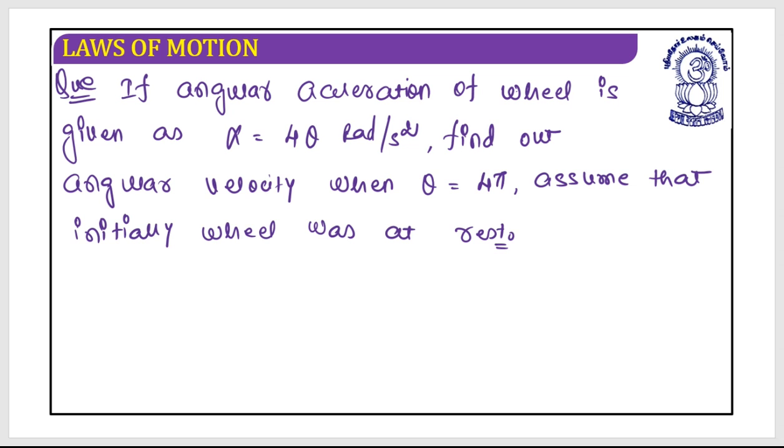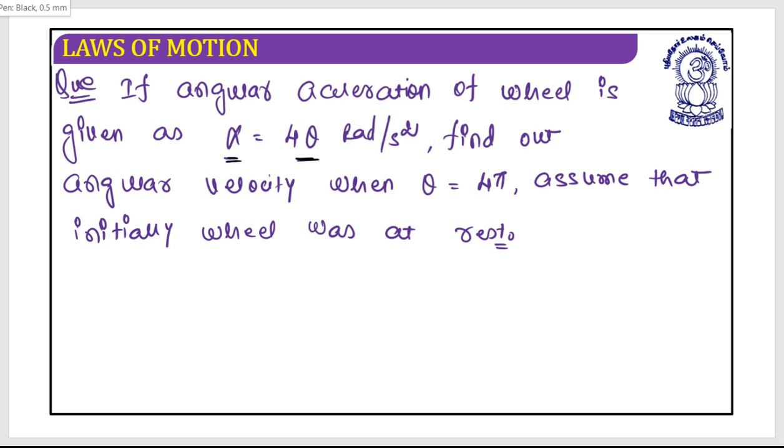So look at this very carefully, because alpha is equal to 4 theta is given. Is there something that is unobvious? Yes, it is alpha, because here alpha is not constant, it is variable. And when alpha is variable, I cannot use the relations that were constructed for uniform acceleration or uniform angular acceleration.